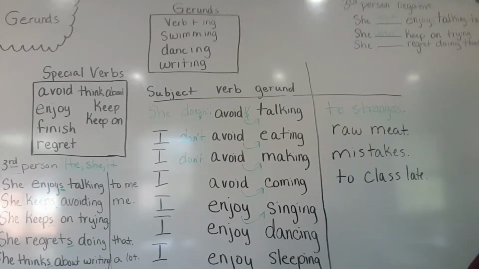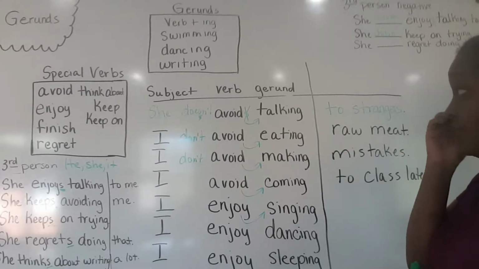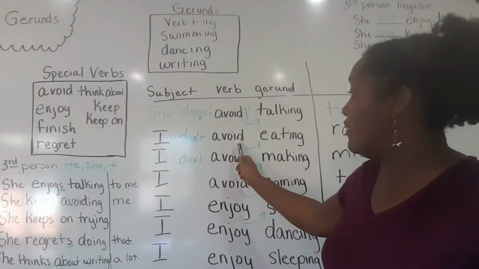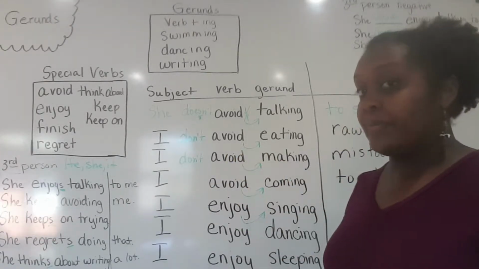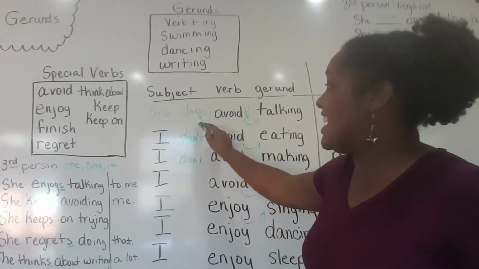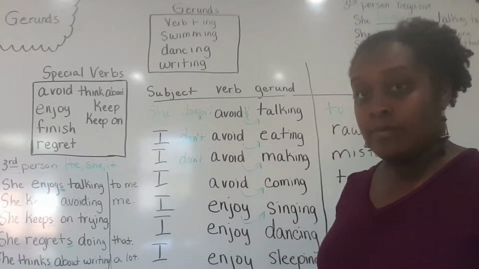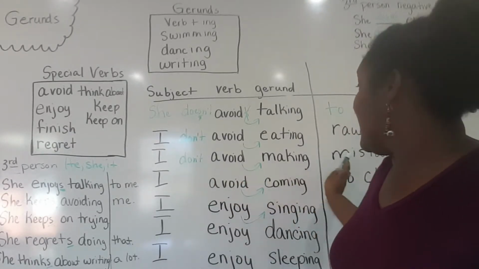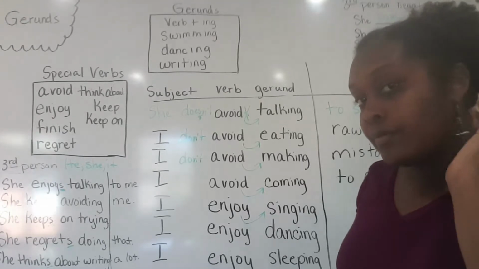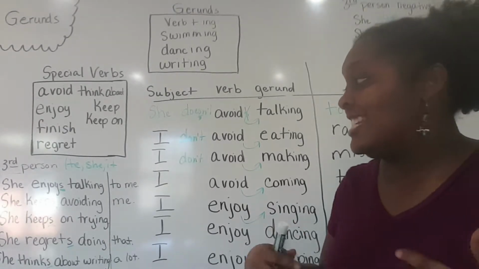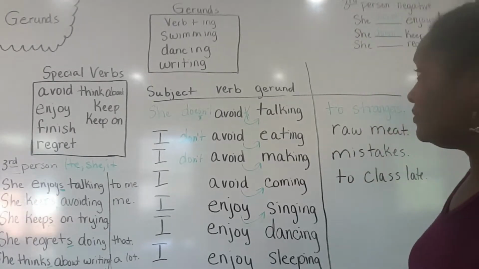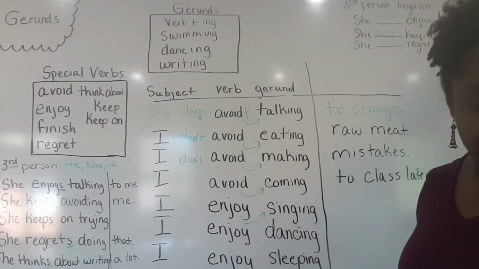Now, I'd like for you to repeat a few of these after me. Repeat. I don't avoid eating. She doesn't avoid talking. I don't avoid making mistakes. She doesn't keep on trying. That is your construction.